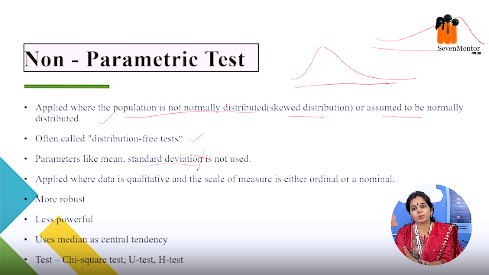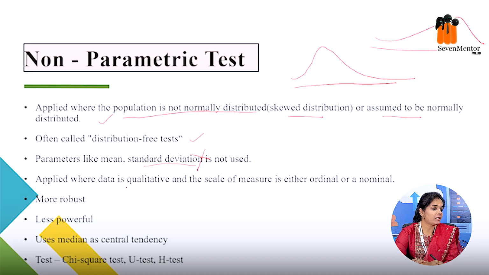As it is skewed, we saw the skewness, mean, mode, median, all three parameters change if the skewness is changed, right? So in that case, mean can't be used, so deviation can't be used.